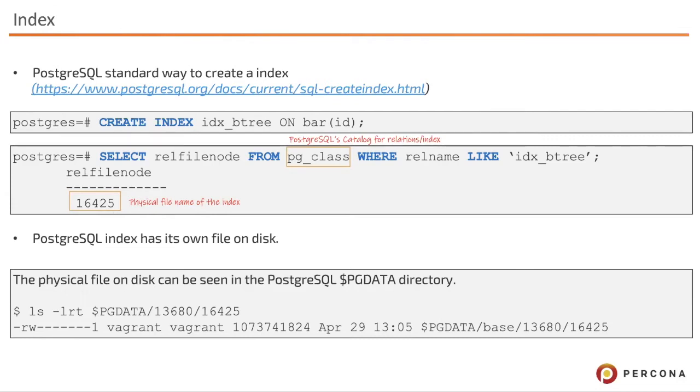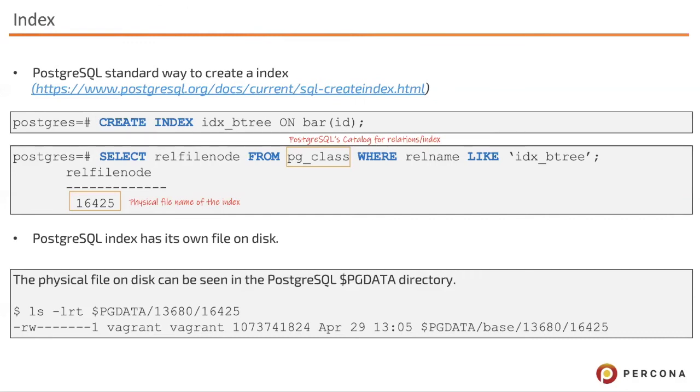There is no difference between a table and an index when you look at the files created by the system. For proof, you can go to the PG data directory, look at the file 16425 and you can see the file exists. I have some data on that index, so you can see the size of that file; the file has some size. One minor note, just for your information: it's not one file per table or one file per index.